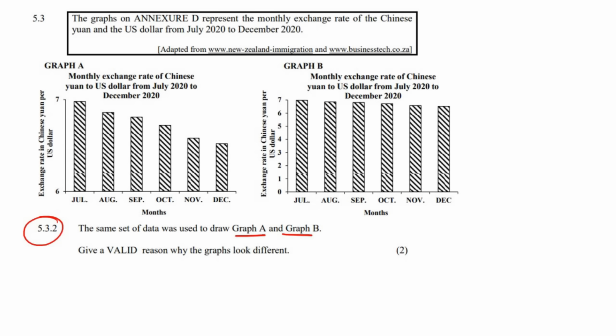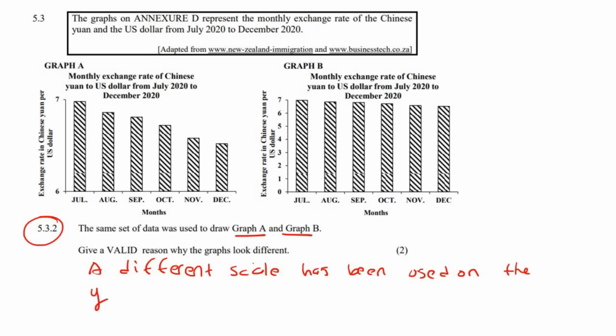Or what they want to show. So the same set of data, give a valid reason why the graphs look different. We can just say that a different scale has been used on the y-axis.